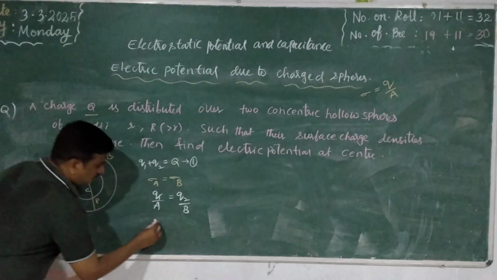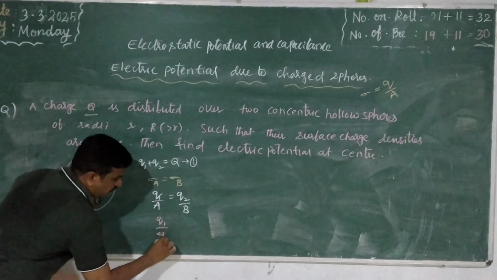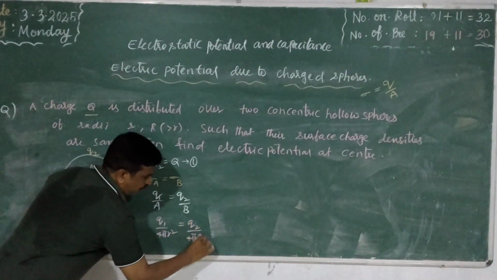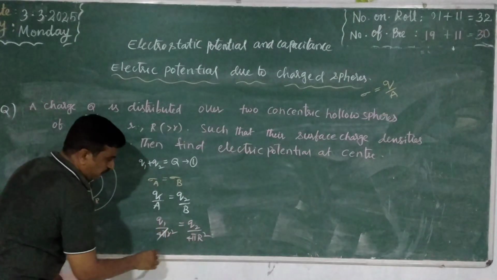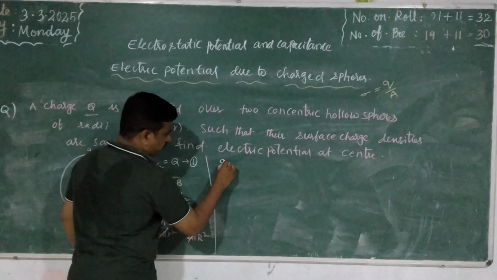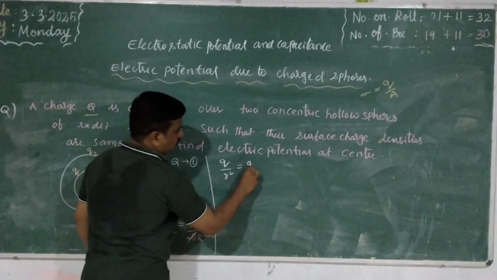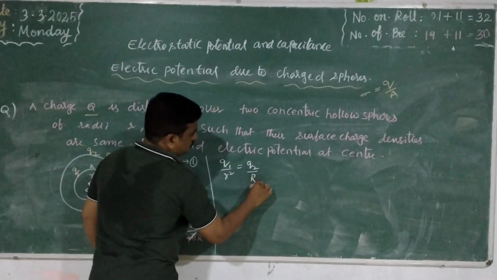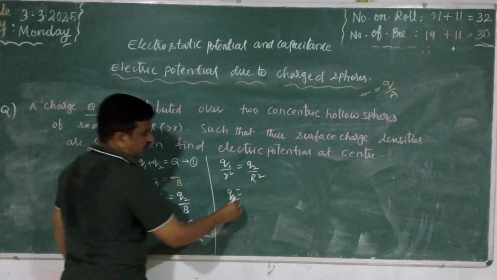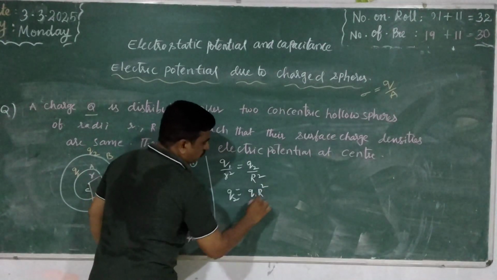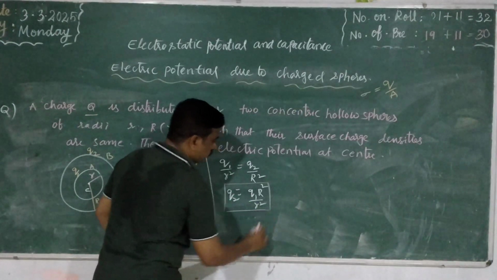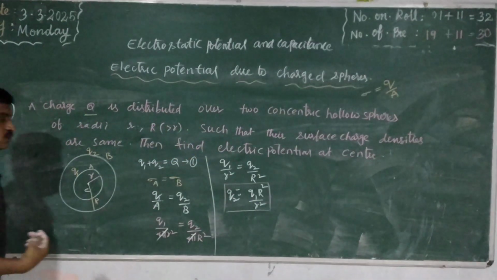We can write Q1 by 4 pi small r square equals Q2 by 4 pi capital R square. The 4 pi cancels. What do we get? Q1 by small r square equals Q2 by capital R square. We want to find Q2. Q2 equals Q1 capital R square by small r square. This is the relation between Q1 and Q2: Q2 equals Q1 capital R square by small r square.